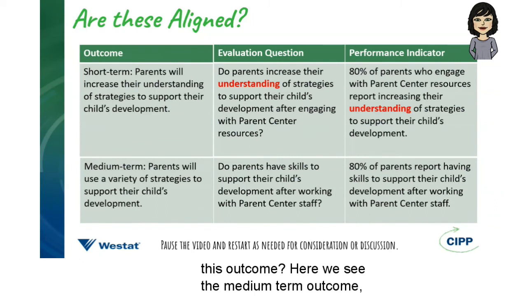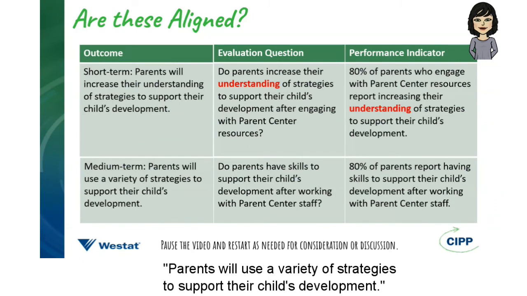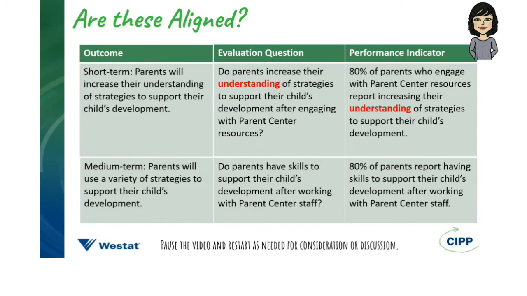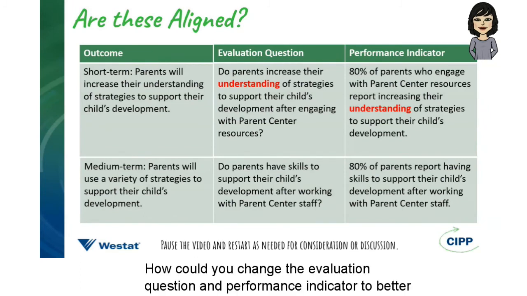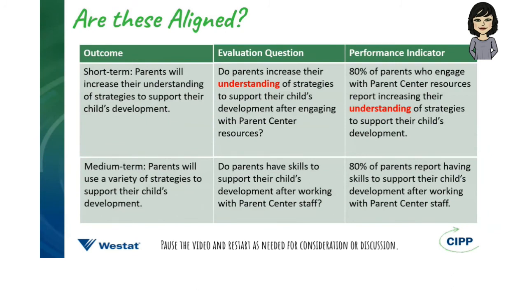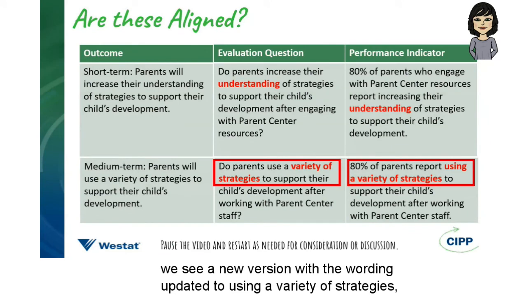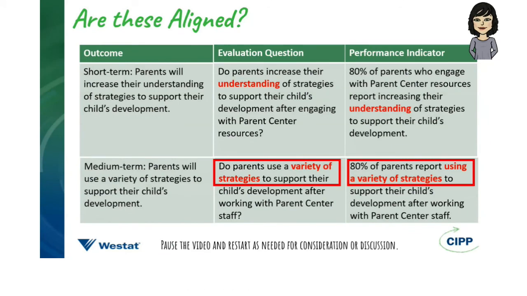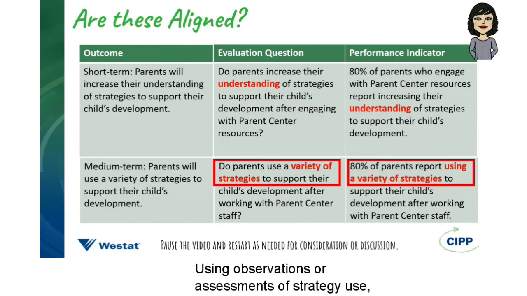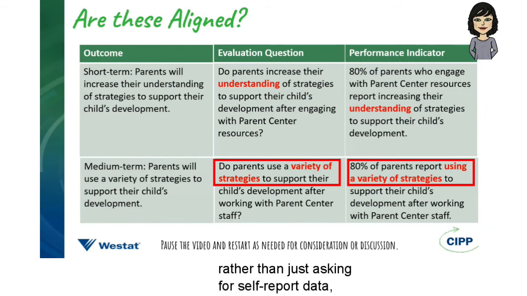Here we see the medium-term outcome. Parents will use a variety of strategies to support their child's development. How could you change the evaluation question and performance indicator to better align with the outcome? Here we see a new version with the wording updated to using a variety of strategies to better align with the outcome. Using observations or assessments of strategy use, rather than just asking for self-report data, will help you make your evaluation more rigorous.